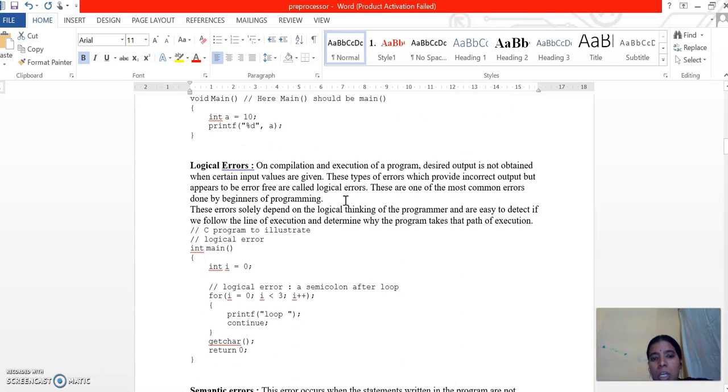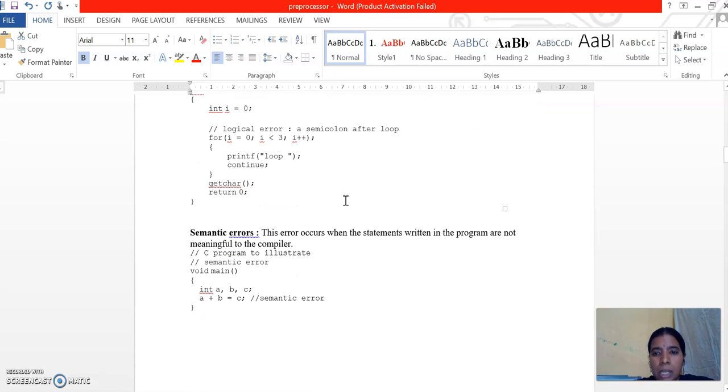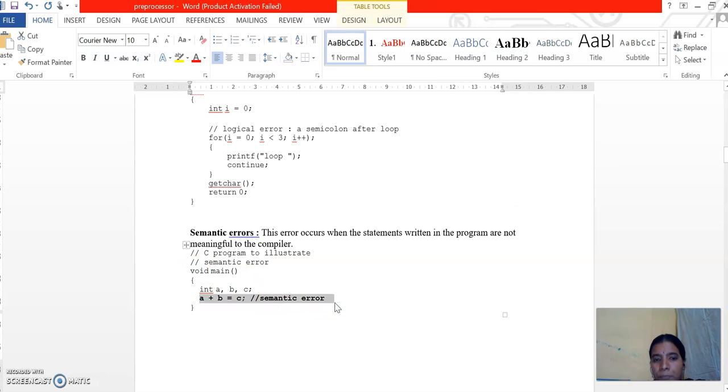Then come logical errors. As we discussed, a logical error is some missing part of the logic which doesn't get you the right output, and that is only observed by looking at the output. On the other hand, there is something else called semantic errors, which hinder the meaning of the language. This is one of the semantic errors.